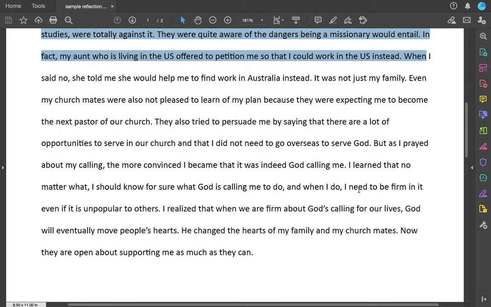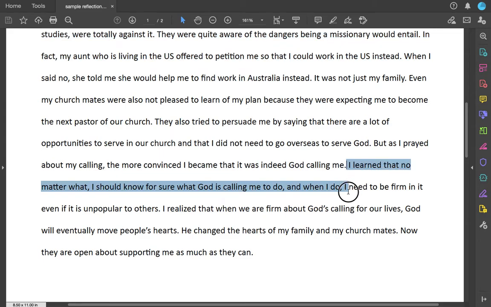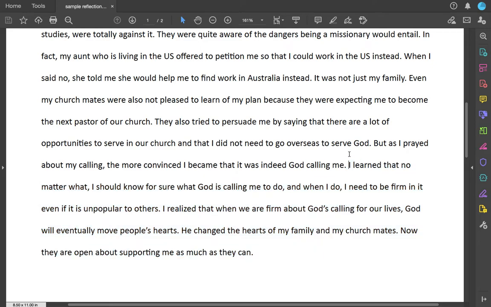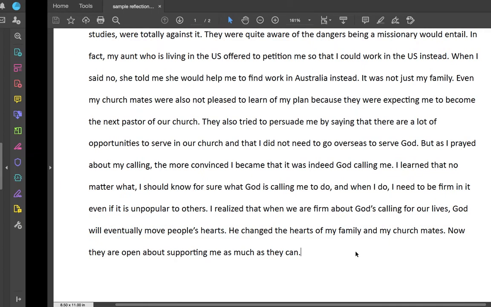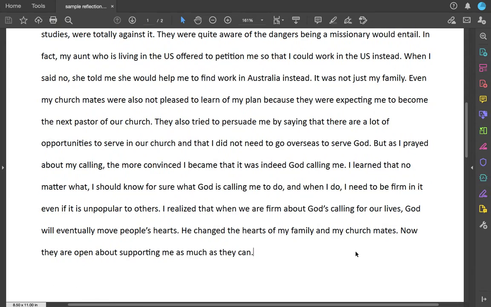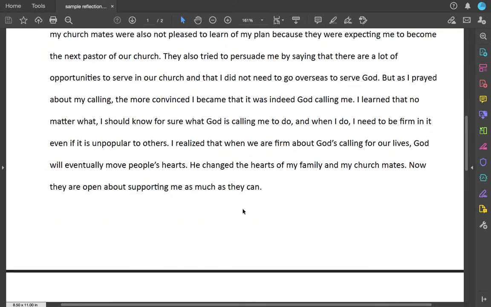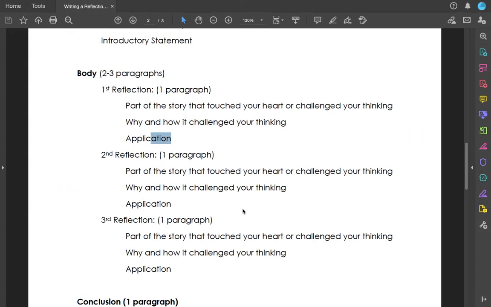So where is my application part here? I learned that no matter what, I should know for sure what God is calling me to do. And when I do, I need to be firm in it, even if it's unpopular to others. Yeah, something like that. So you have to make it as specific as possible. Okay, so I'm not going to talk about the other part because it's similar. The second reflection also contains the same thing.